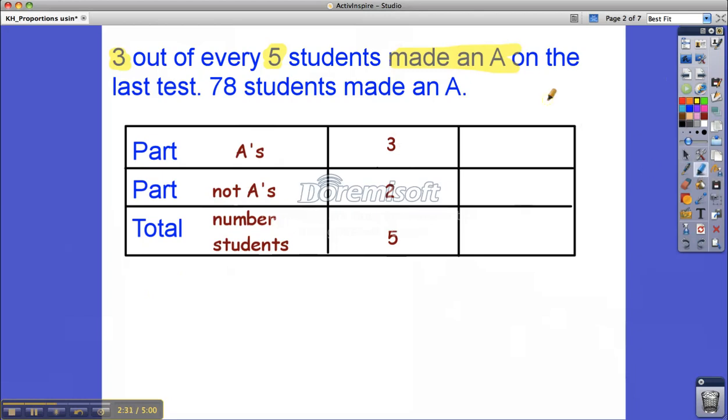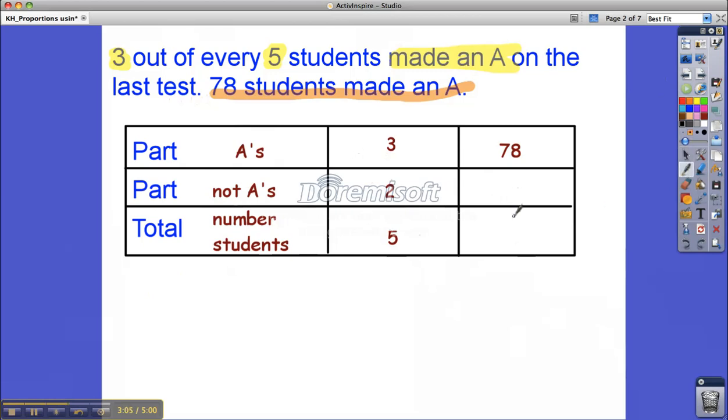Now let's get to the question part. Here we notice that 78 students made an A. That's not how many made an A in this first part of our chart, where we said 3 students made an A. So on the second part of our chart, 78 students made an A. That needs to be A's, not A's, or total number of students? Good, A's. So our chart's all filled out based on the information we have. We have no other numbers to fill in.